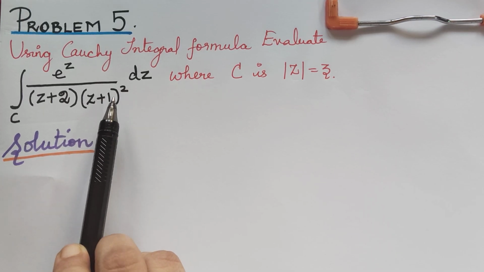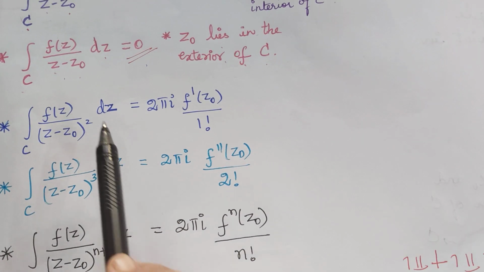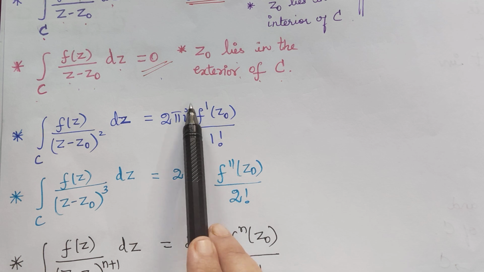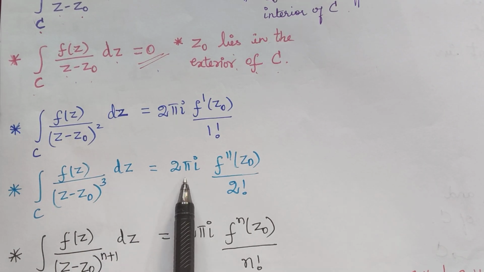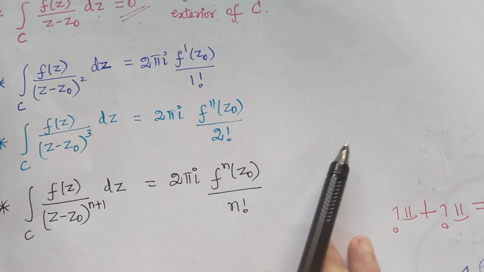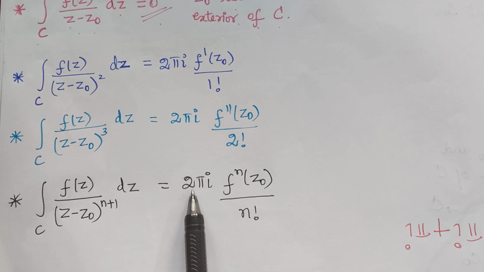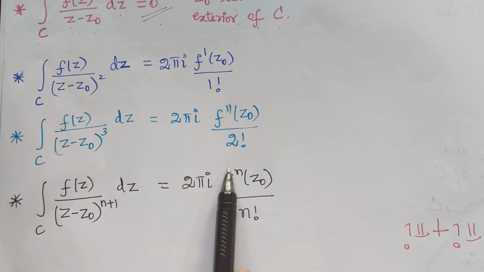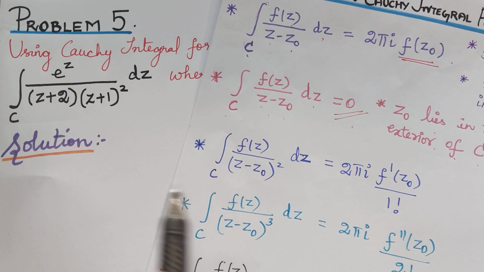In that case, we have to use the higher derivative. We have already seen that if the power is 2, then the formula turns out to be 2 pi i f dash of z naught by 1 factorial. If the power is 3, 2 pi i multiplied with f double dash of z naught by 2 factorial. In general, if the power is n plus 1, then the formula turns out to be 2 pi i f power n of z naught by n factorial, which means the nth derivative of this function. So now, here we have the power as 2.